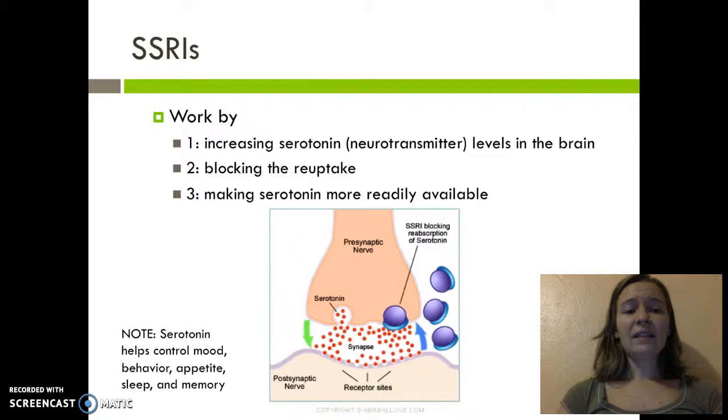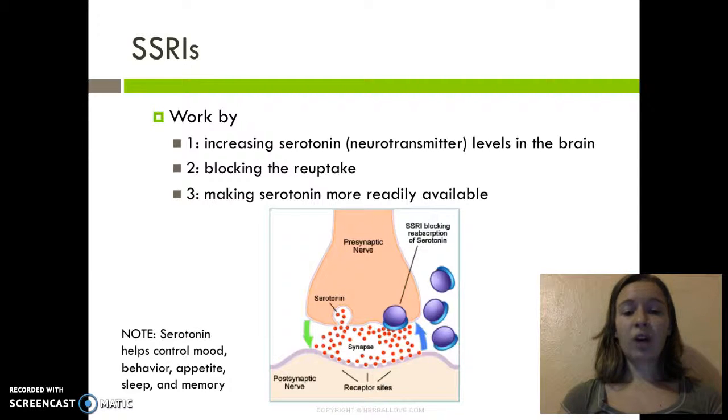So SSRIs work by, number one, increasing the levels of serotonin, a neurotransmitter, in your brain. Two, they block the reuptake of serotonin. And three, they make serotonin more readily available. So serotonin is a neurotransmitter that helps control mood, behavior, appetite, sleep, and memory.